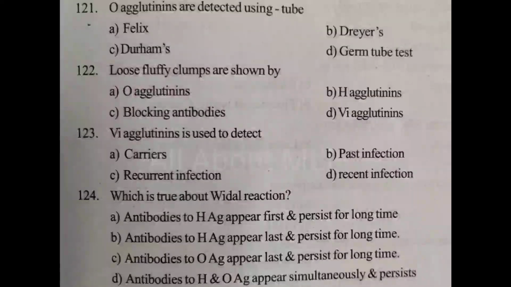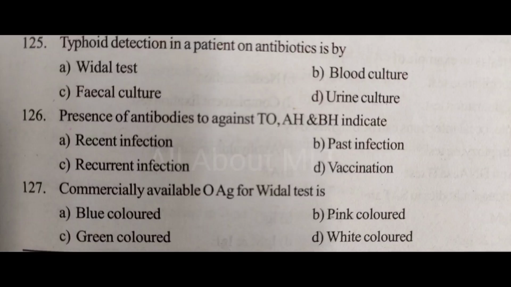Which is true about Widal reaction? Option A, antibodies to H antigen appear first and persist for long time. Option B, antibodies to H antigen appear last and persist for long time. Option C, antibodies to O antigen appear last and persist for long time. Option D, antibodies to H and O antigen appear simultaneously and persist. Answer is option B.